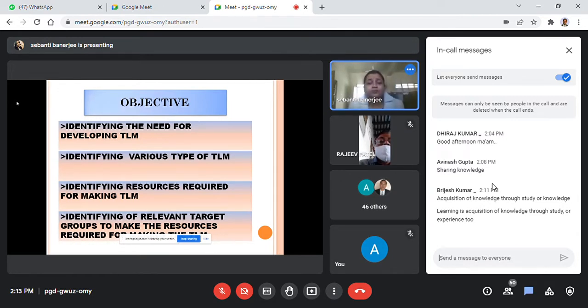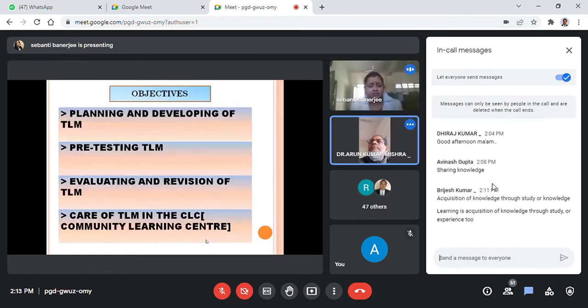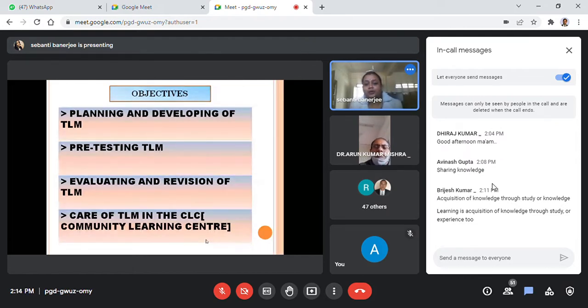The next 4 objectives are planning and developing of TLM. Next is pre-testing of TLM. We have to pre-test the TLM before using it, whether it has achieved all the objectives or not. We have to see it properly, and then only we can use it in the classroom. The next is evaluating and revision of the TLM. And last but not the least is care of TLM in the CLC. CLC is the Community Learning Center. It can be any educational institute or local group of students where basically the teaching learning process is going on.